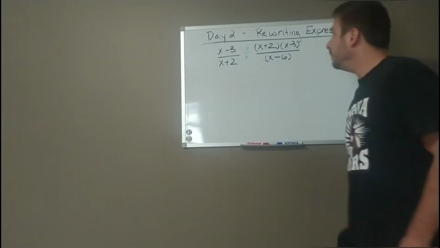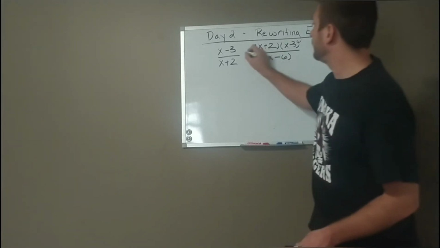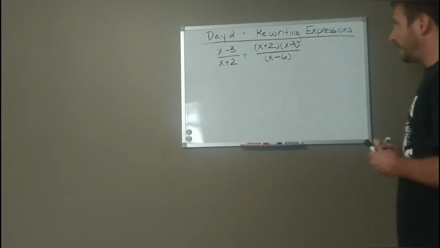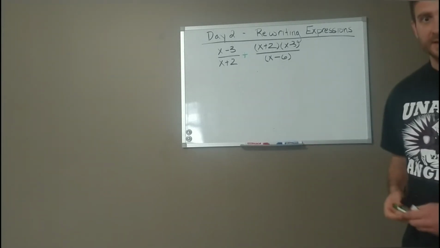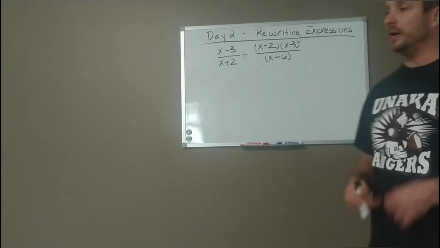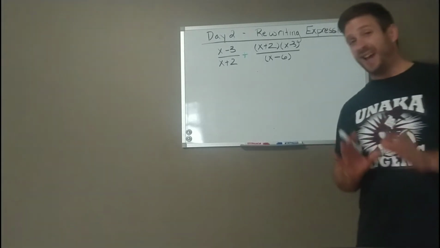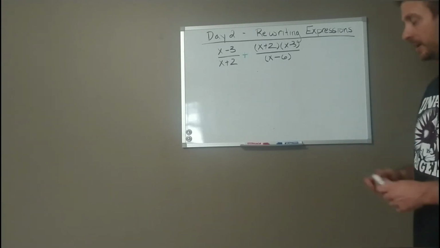So we will work with addition, and in order to add these, we got to find a common denominator. We can't add x plus 2's to x minus 6's. We just can't do it. So in order to find a common denominator, and this way always works, this is not a least common denominator. This is just a common denominator.